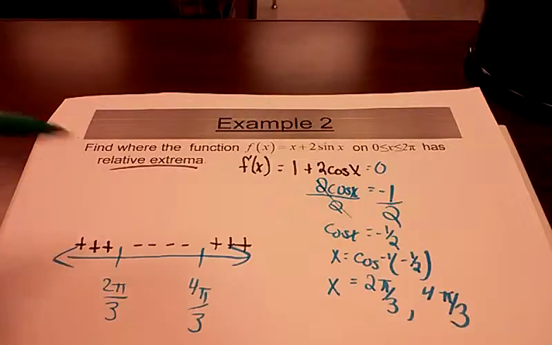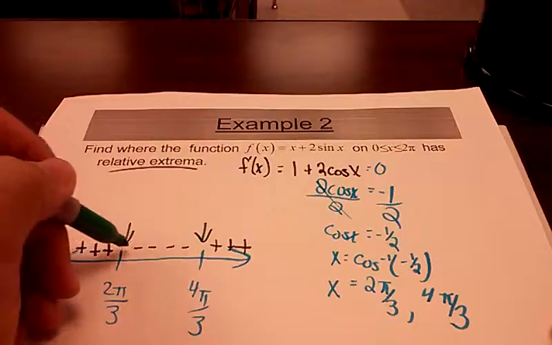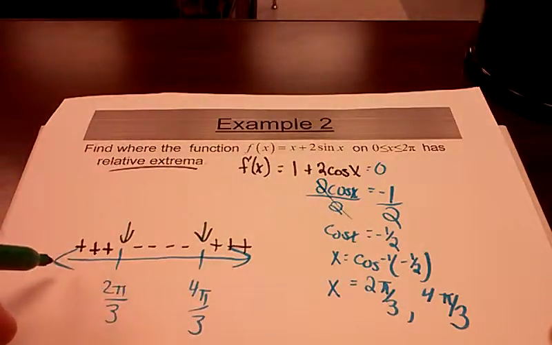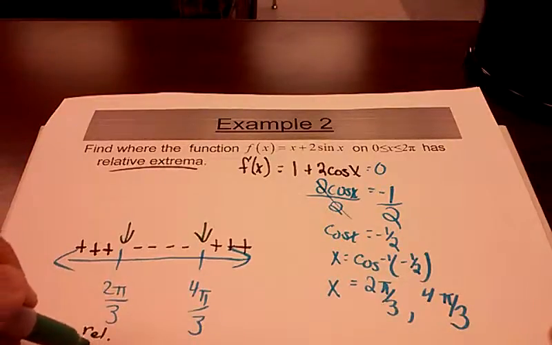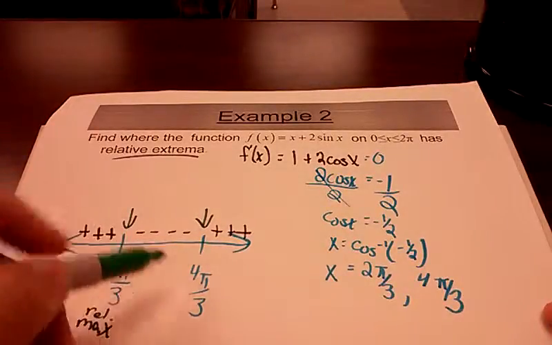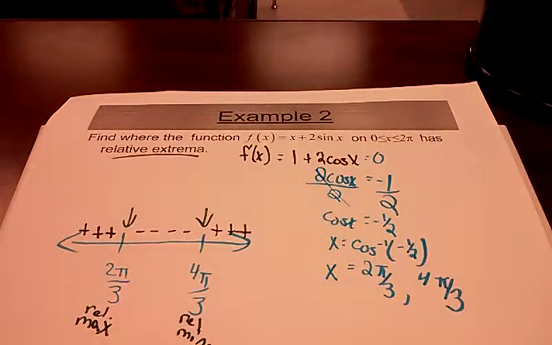Now remember, you can tell it's a max or a min when the derivative has a sign change. Well, if you notice, there is a sign change, right? The derivative is positive, then it's negative. The derivative is negative, and then it's positive. So that means when the derivative is positive and then it's negative, this is a relative max. And then when the derivative is negative and then it changes to positive, this is a relative min. And so then that would be my two relative extrema at 2 pi over 3 and at 4 pi over 3.